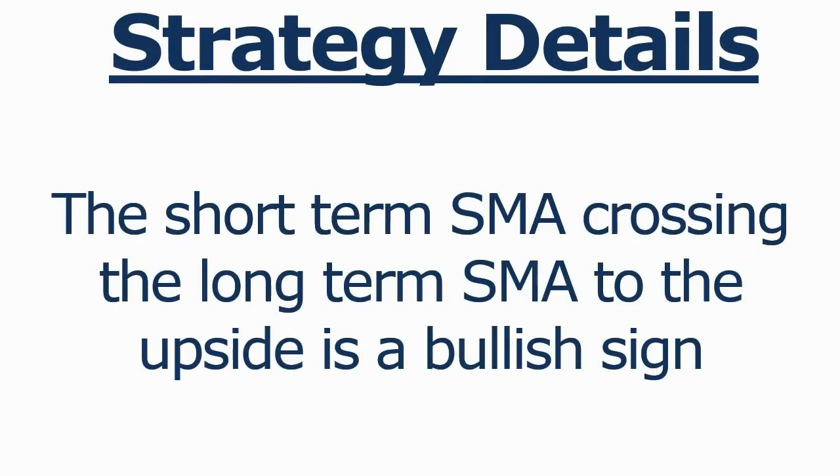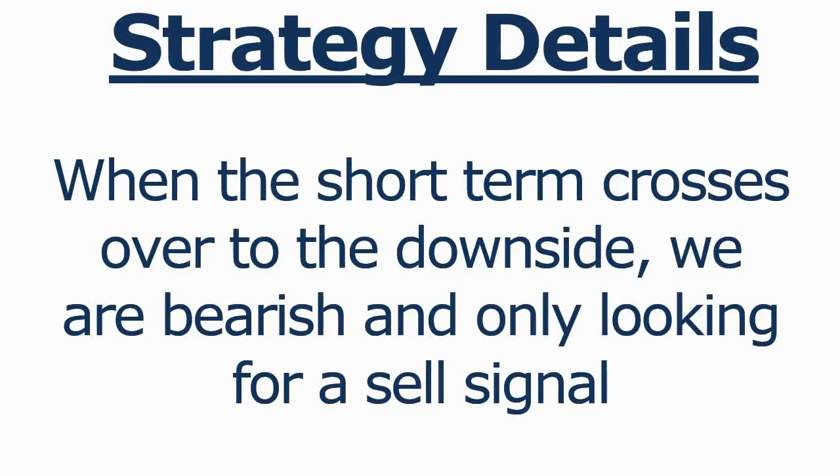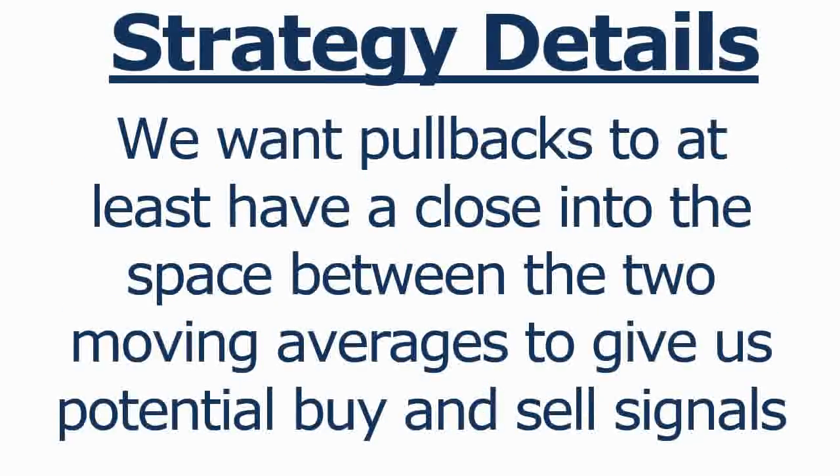The short-term average crossing the long-term average to the upside is bullish. When the short-term crosses over to the downside, we're bearish and only looking for a sell signal. So we want our pullbacks to at least close into the space between the two averages to give us a potential buy and sell signal.